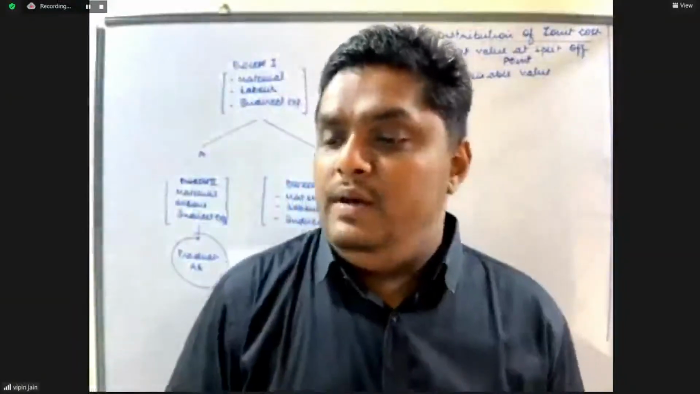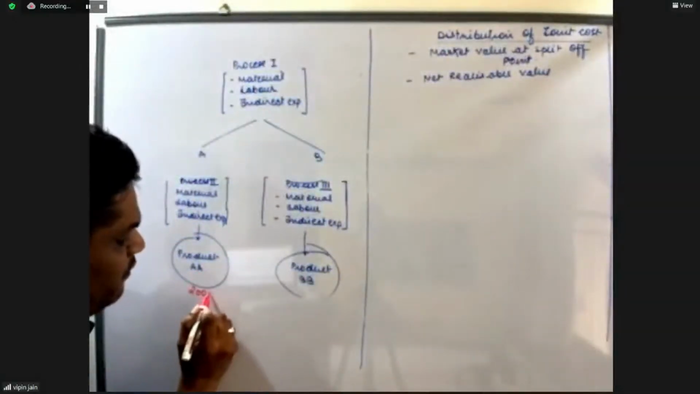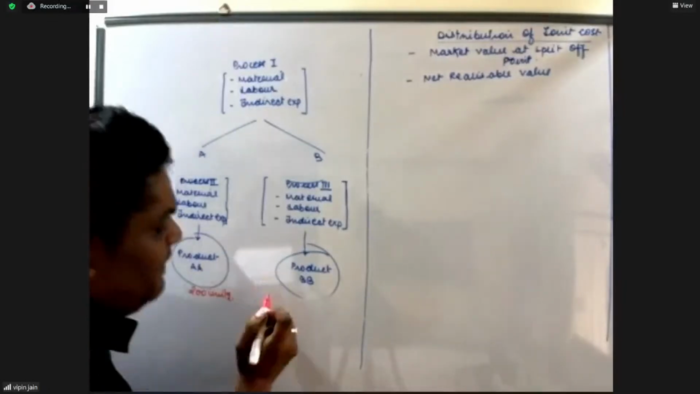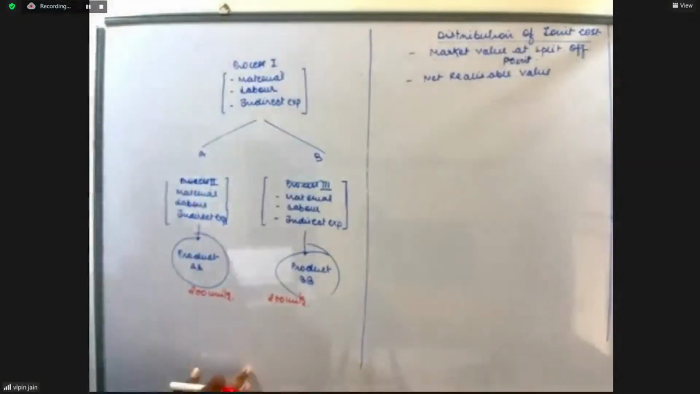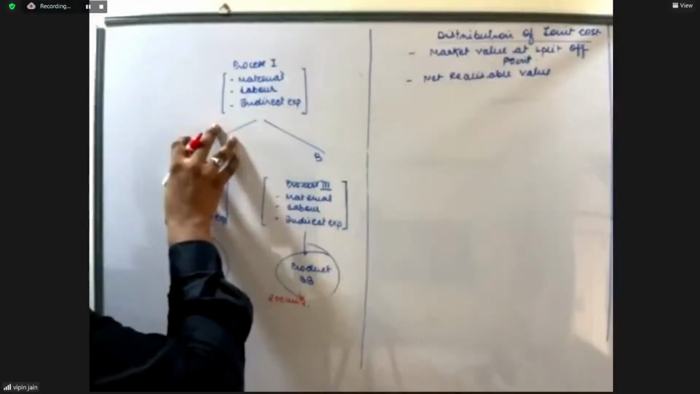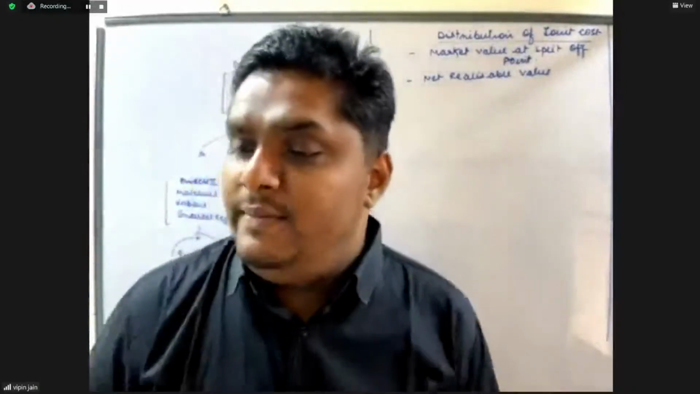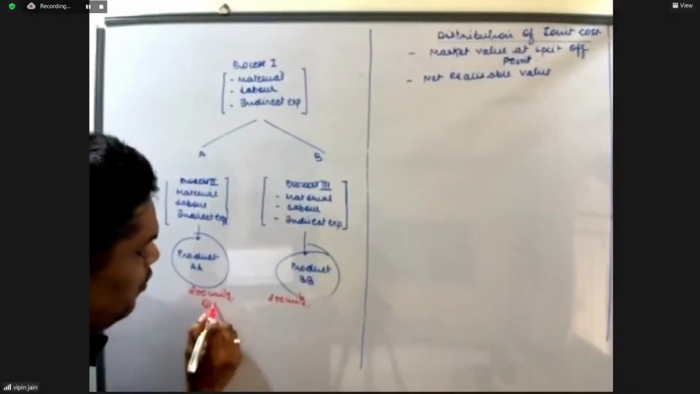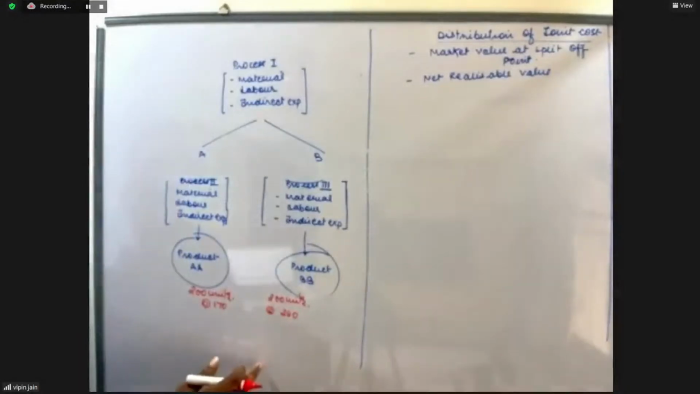Now, let's take an example wherein 200 units were manufactured of product AA and 200 units were manufactured of product BB. Again, the market value of A and B is not available. Now, these 200 units can be sold in the market at the rate of 170 per unit and at the rate of 260 per unit.